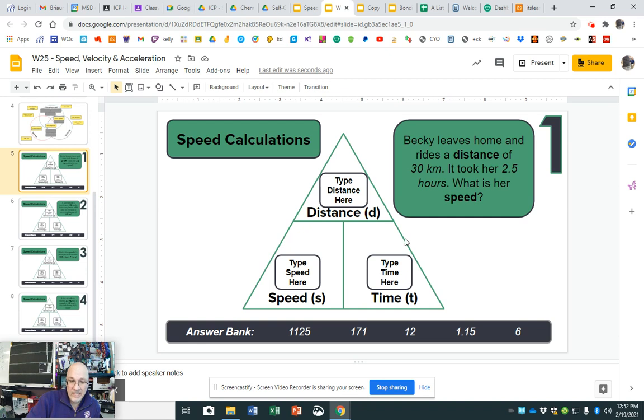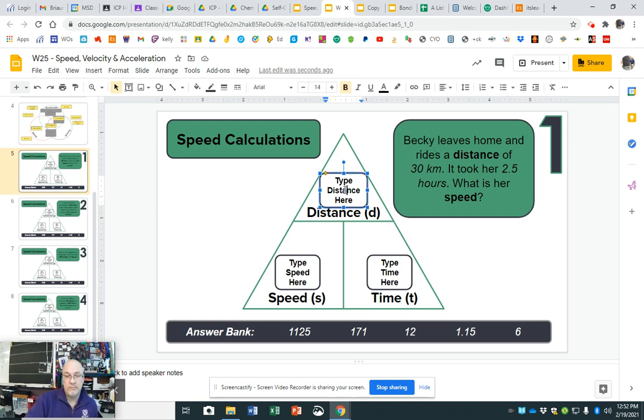And then I need you to type stuff in here. Becky, there's a distance of 30 kilometers. So where does that go? It says distance of. I'll type right here: 30 kilometers. It took her 2.5 hours. Is that a speed or a time? Well, obviously hours is a time.